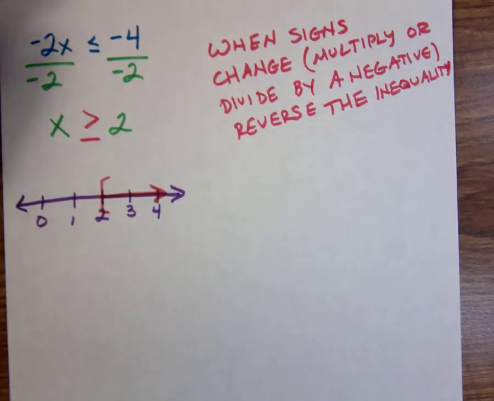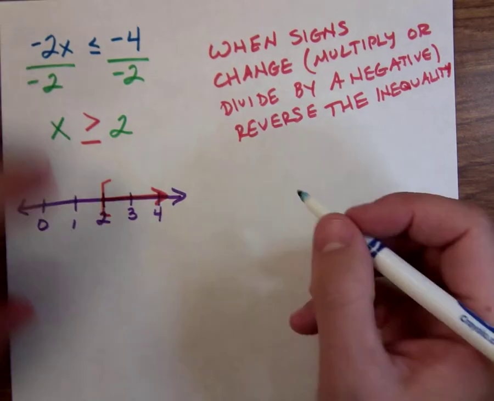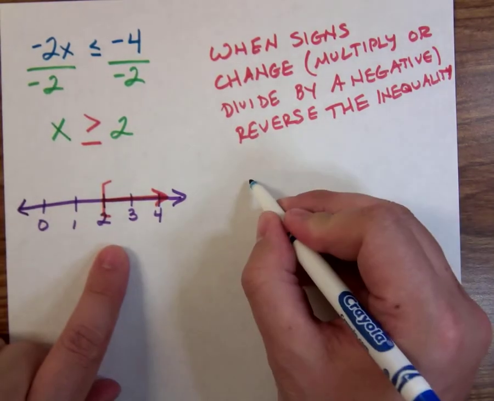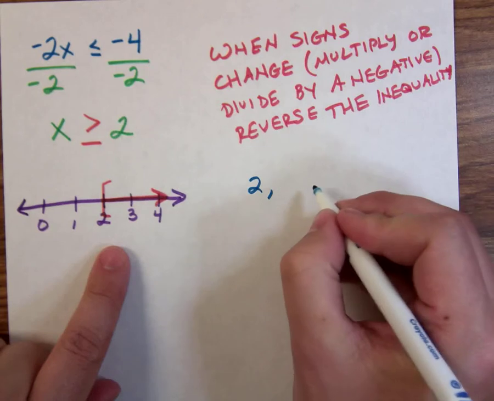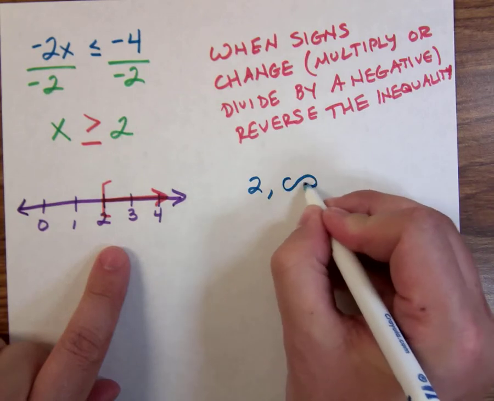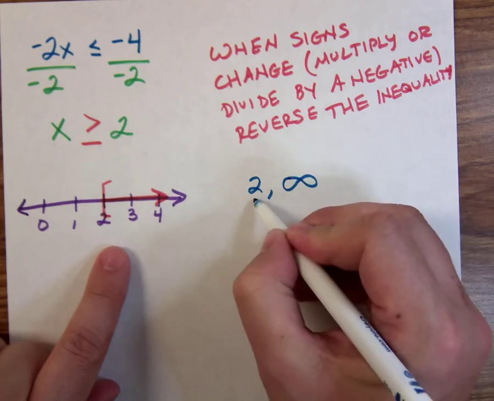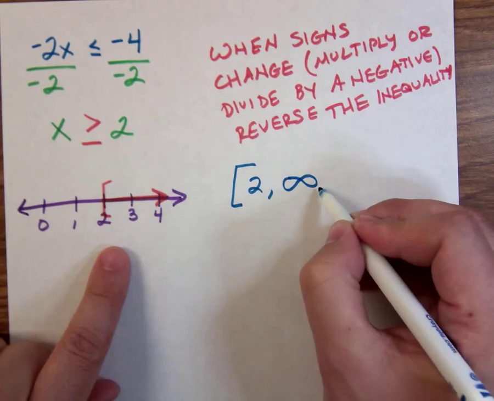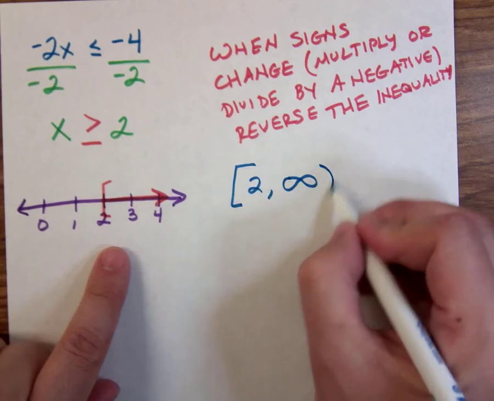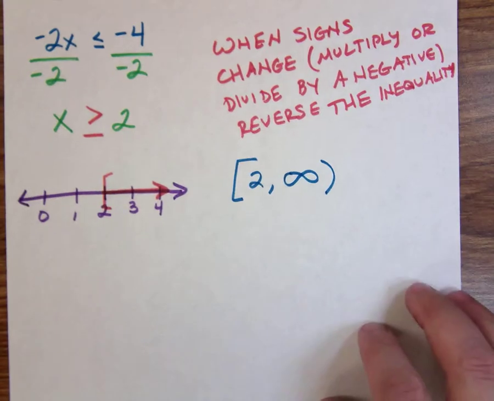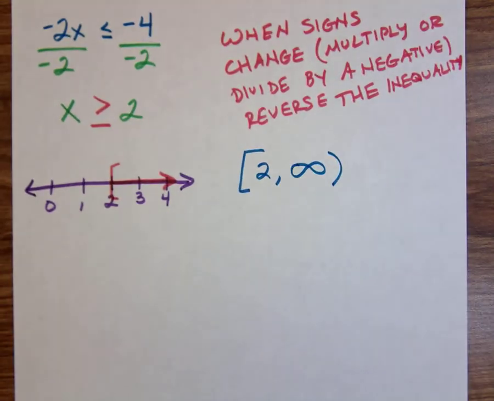In interval notation, what's the lowest it could possibly be? What's the highest it could possibly be? Bracket or parenthesis on 2? Bracket or parenthesis on infinity? There we go. 2 ways to display your answer.